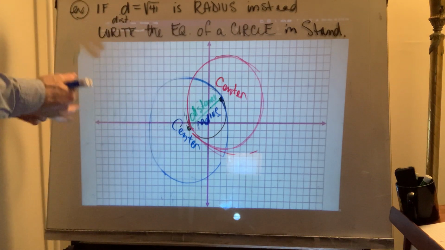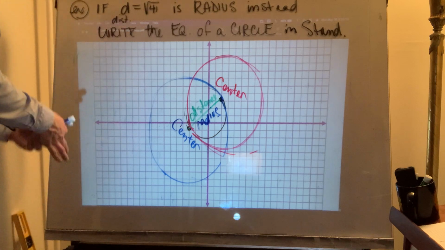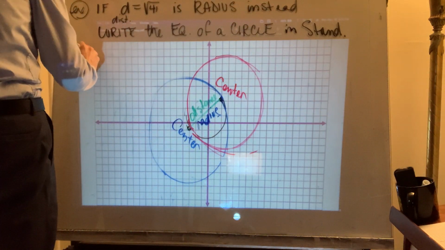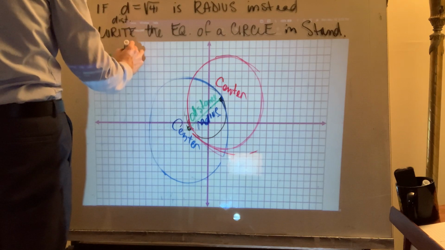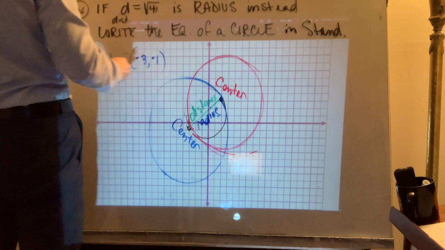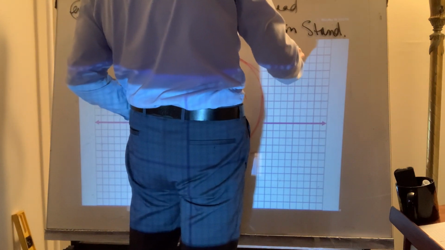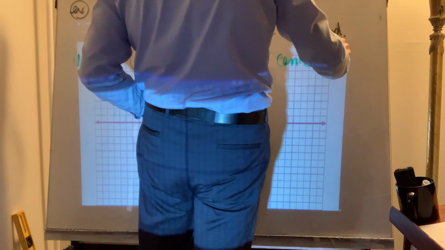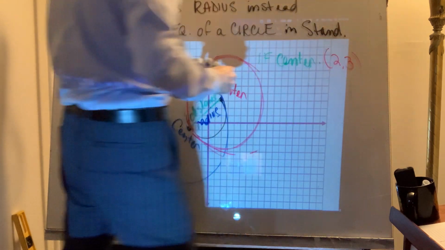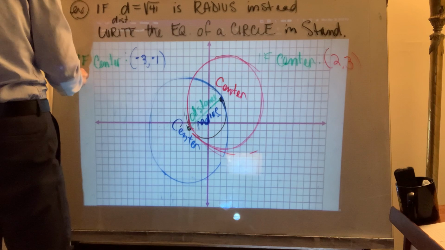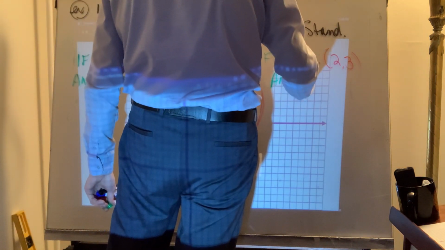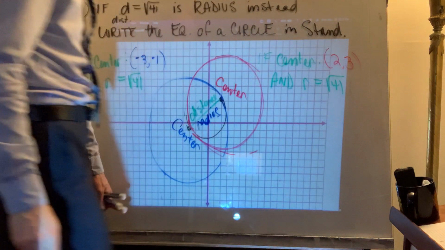So hypothetically, if the center in this case is the point -3, -1, and if the center of the circle in this case is 2, 3, and the R value is equal to the square root of 41, we're going to get 2 different equations.